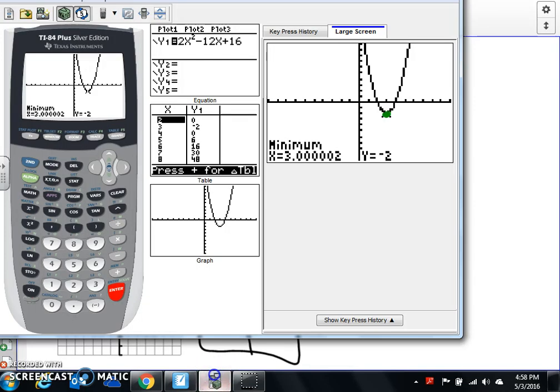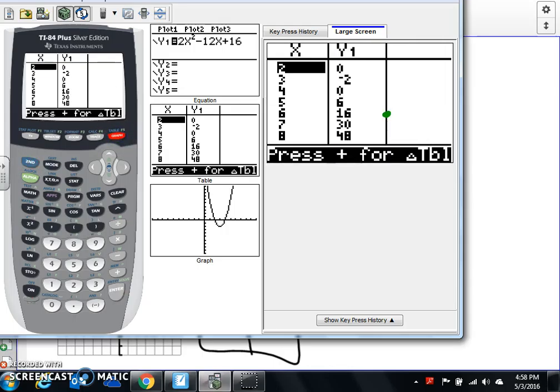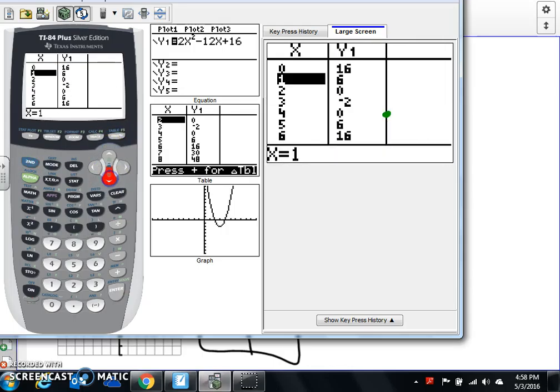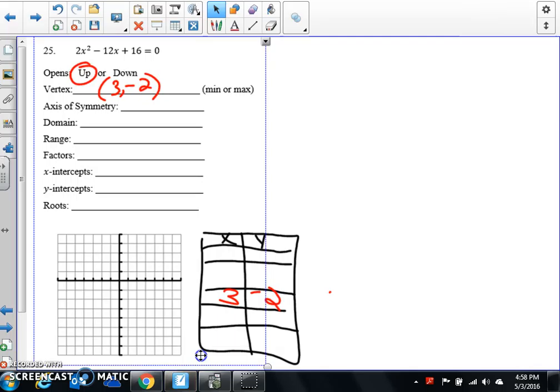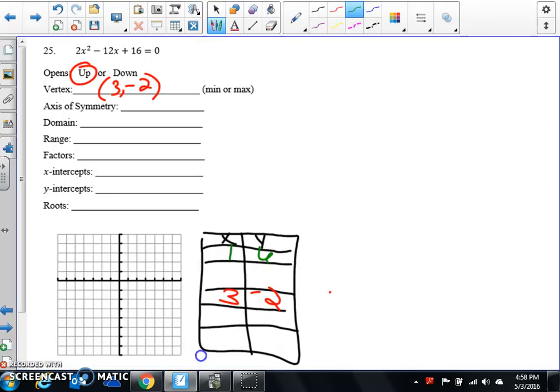Now I go to my table, second table, and I take the 2 above and the 2 below, and you should get 1, 6, 2, 0, 4, 0, 5, 6. So let's go ahead and graph that real quick. 1, 6, 2, 0, 3, -2, 4, 0, round it off.